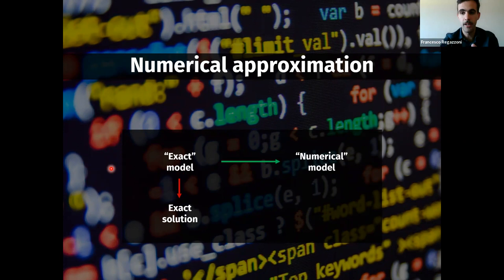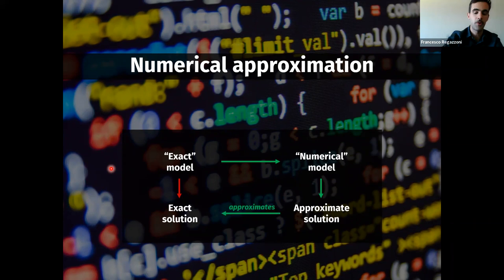The numerical model is an approximation of the exact model. This is a different model, okay? But it has the advantage that it can be solved and it can give you the solution of the numerical model that will be an approximate solution. And so the solution will be an approximation of the exact solution. So instead of going from the exact model to the exact solution, we define a numerical model, we define its solution, which will be an approximation of the exact solution.